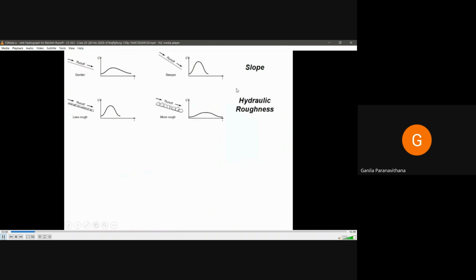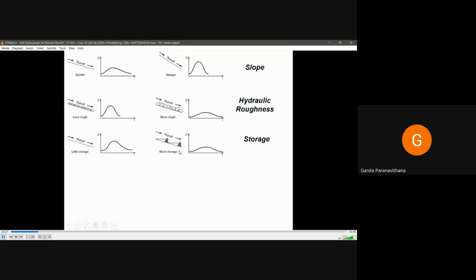In the case of hydraulic roughness, a surface that is smooth is going to tend towards a higher peak and a sooner peak, whereas the rough surface, illustrated here with these big rock cobbles at the bottom of the stream, is going to be slowing down the flow. And because it slows down the velocity of the flow, it also tamps down the height of the peak.